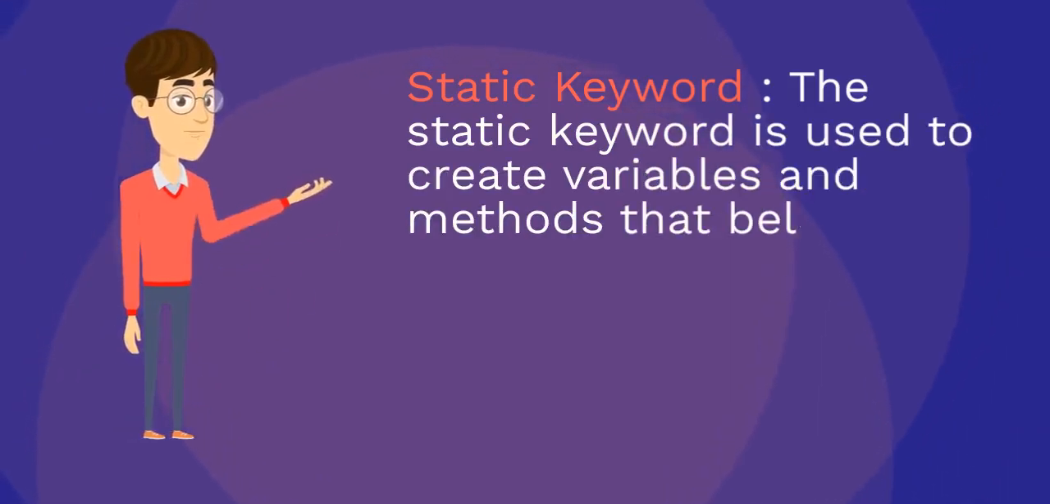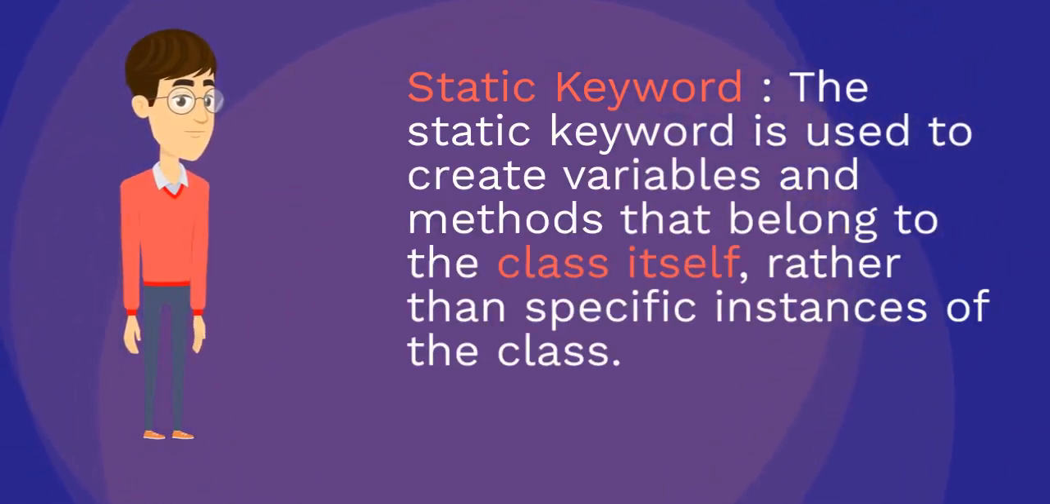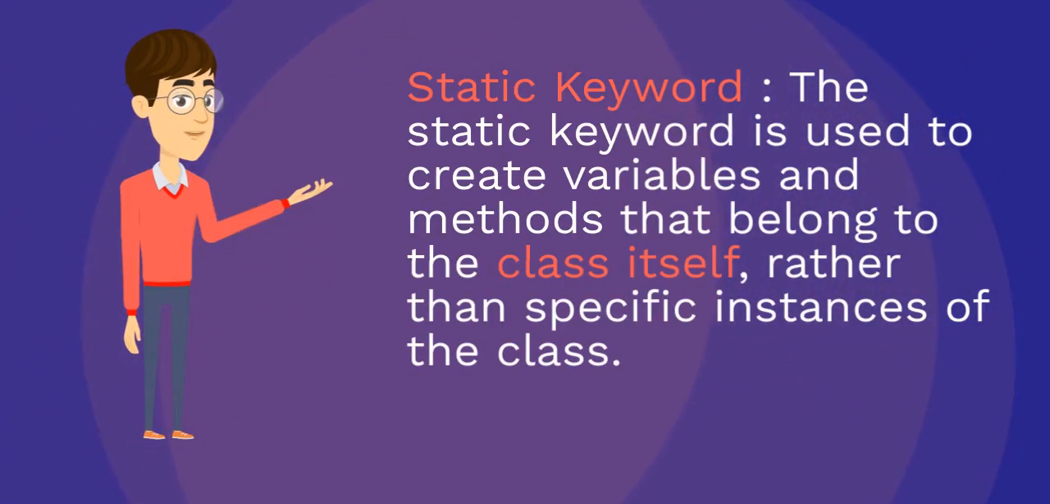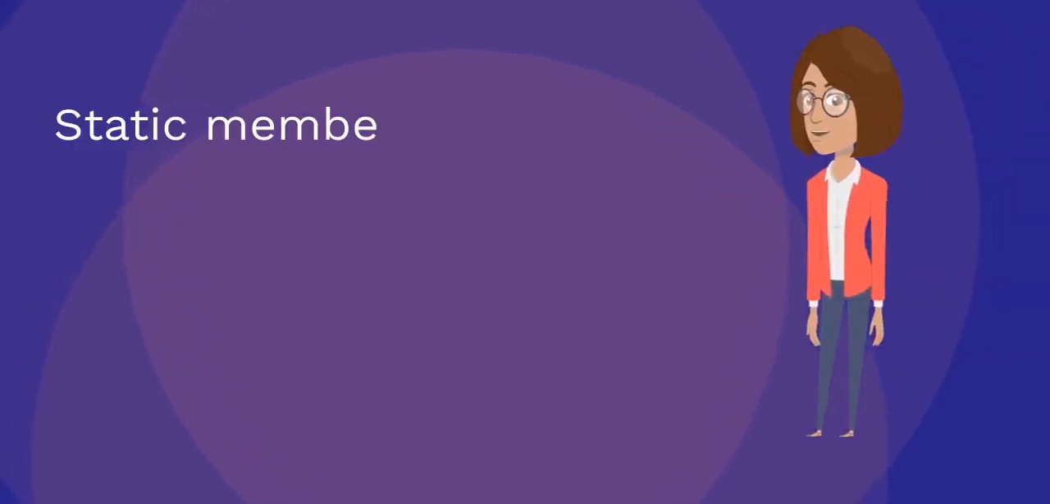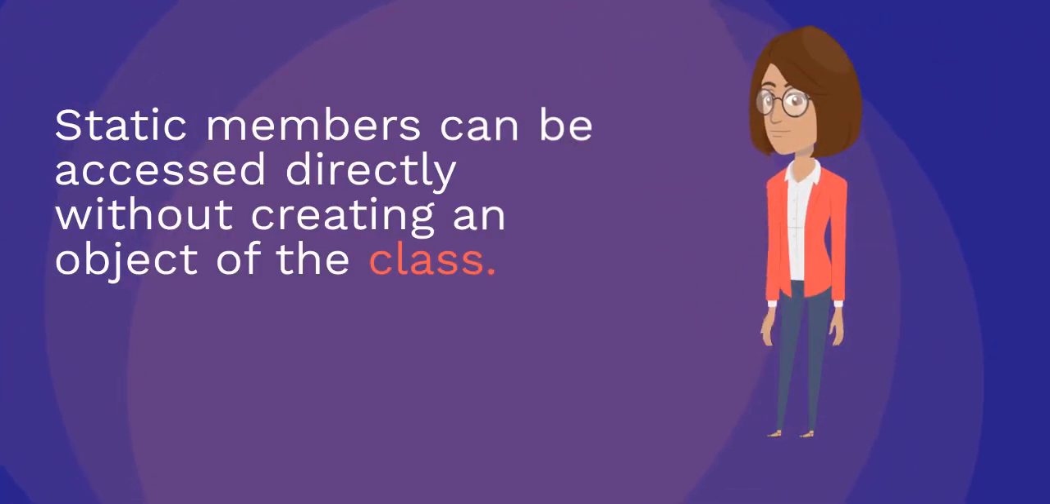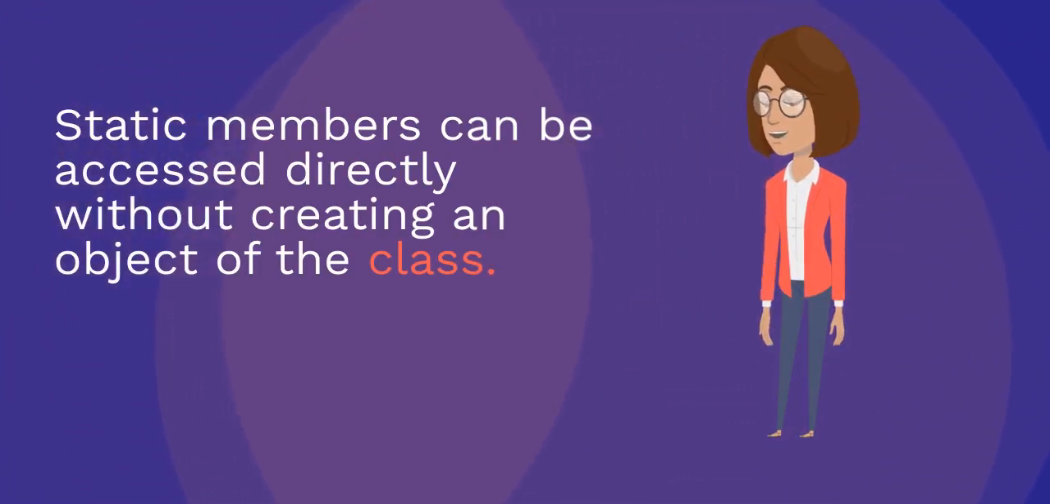Static keyword. The static keyword is used to create variables and methods that belong to the class itself, rather than specific instances of the class. Static members can be accessed directly without creating an object of the class.